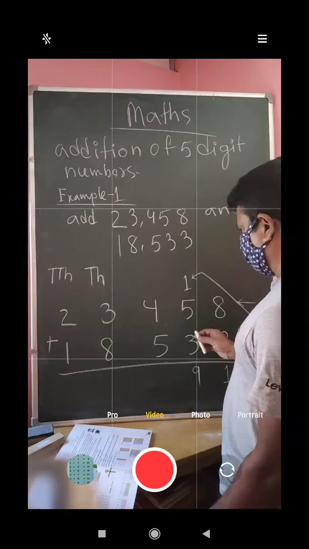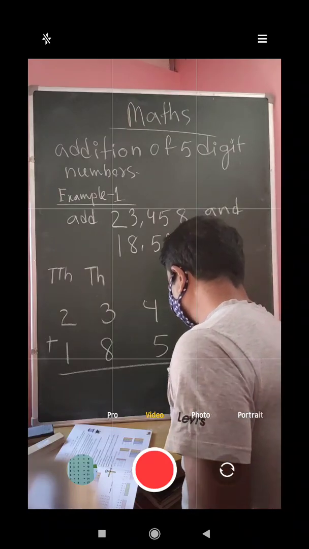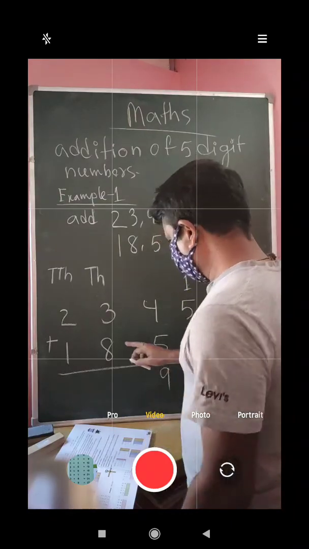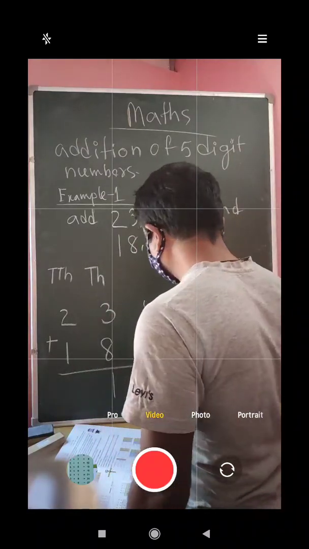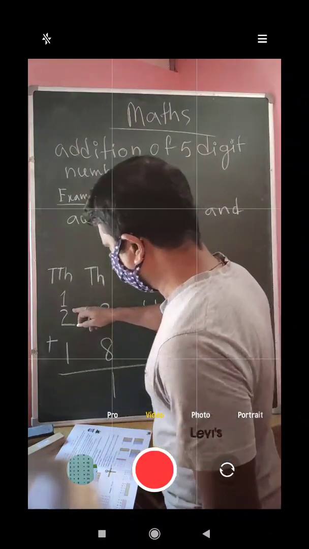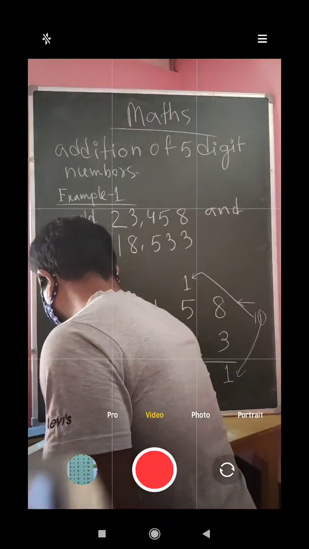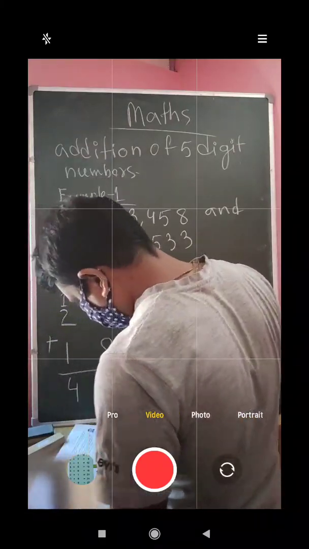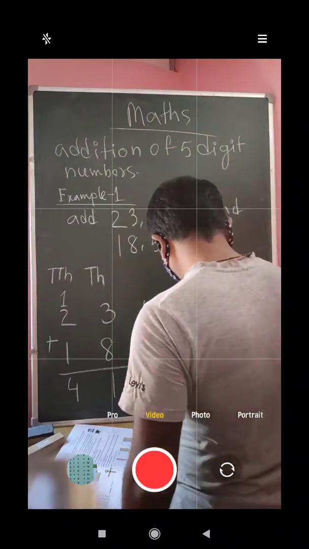Now nothing is there to write over here, so we will simply add this one. 5 plus 4, again it is equal to 9. Then 8 plus 3, it becomes 11, the same. So this 1 again will come here. Then we will add again: 2 plus 1 is equal to 3, and 3 plus 1 is equal to 4. So the answer is 41991. This is your answer.